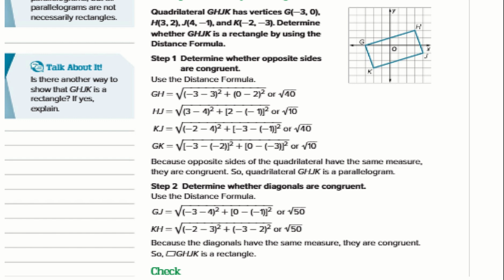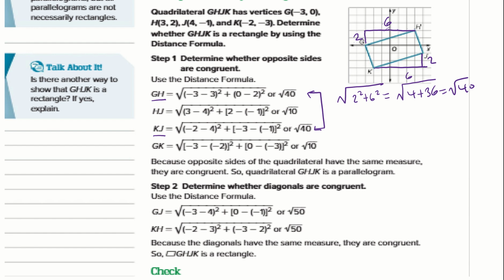In this case, for example, we can count this and ask how much it goes up and over. Up is 1, 2, 3, 4, 5, 6, and 2 over. And then here it goes 1, 2, 3, 4, 5, 6 over and 2 up. Notice that those two numbers are the same, which means GH is congruent to KJ. We can see that in the numbers here: it's the square root of 2 squared plus 6 squared. 2 times 2 is 4, 6 times 6 is 36, and that's how we get the square root of 40. Those two numbers are the same. So this is one easy way to do it.